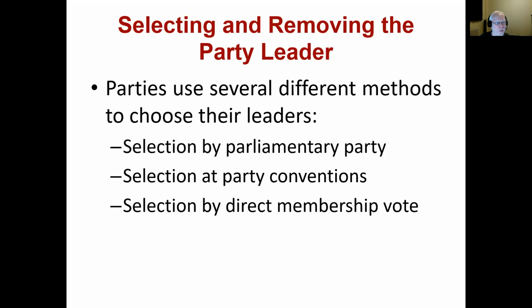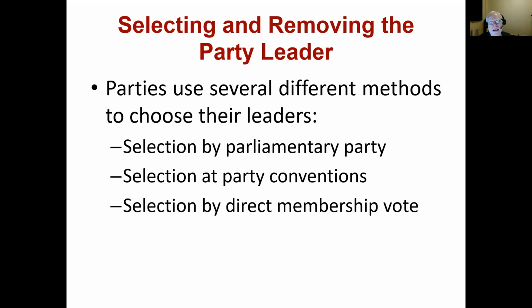How do we select and remove the party leader? So in terms of selecting the leader, parties use different methods to choose a leader. So it could be selection by the parliamentary party. So those who are elected to parliament get to choose who among them gets to lead them. Advantage being that you're more likely to have those in parliament voting in line with the leader if it's a leader who they chose, right? They're likely to choose somebody who they can get behind.